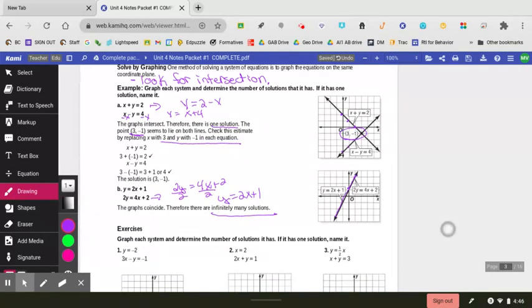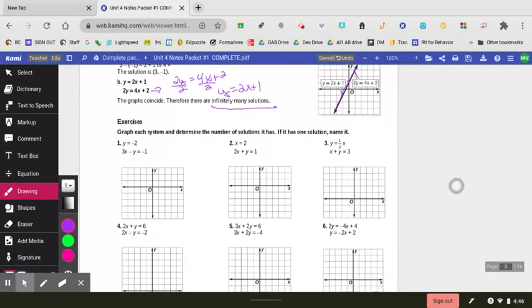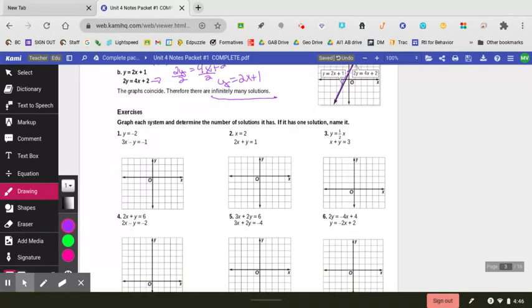So let's do one through, and I'm also going to show you how to do it on your calculator to check your answers. So number 1, y equals -2. Y equals -2 is a horizontal line through -2 on the y-axis. The other equation, I could graph it using my x and y intercepts, or I can solve it for y. So I'm going to add y to both sides. That gives me 3x equals y minus 1. I add 1 to both sides, and 3x plus 1 equals y.